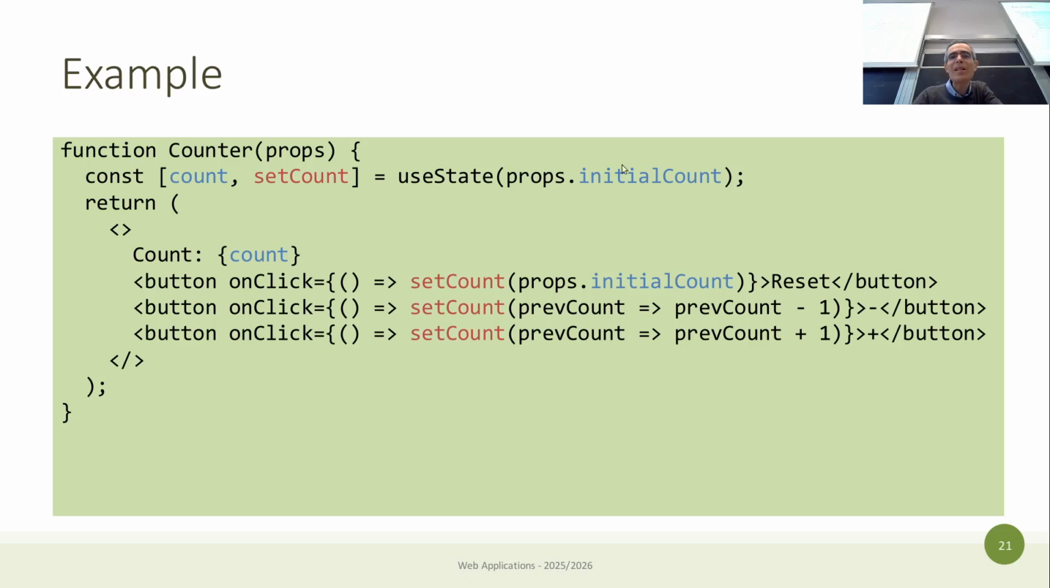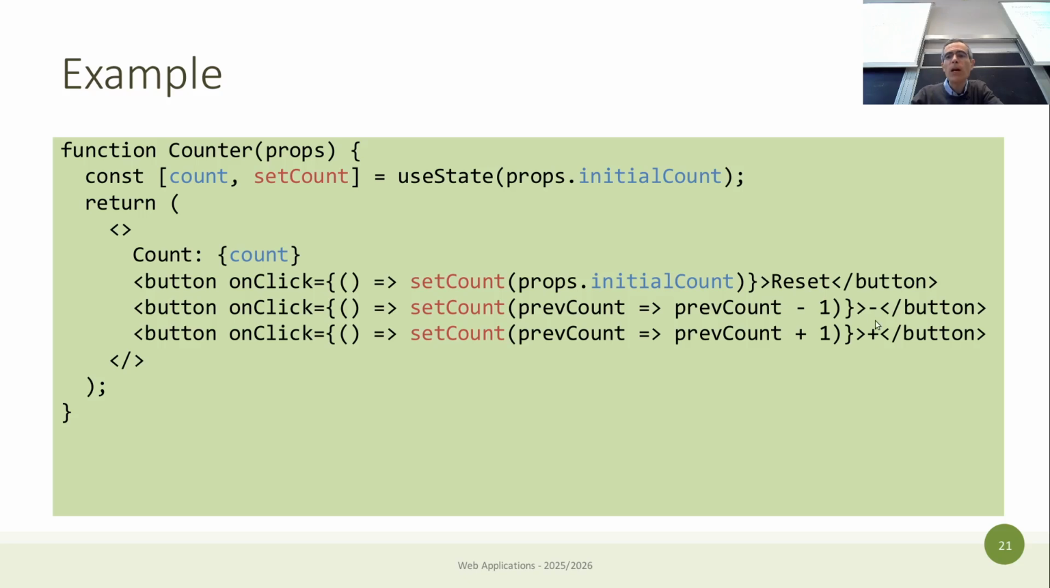What's the difference between this initialization and this one? I mean, this one is the initialization of the state. So it happens only the first time the state is created, when the component counter is created. Here, this is an event handler. So this operation will happen every time the user clicks on the reset button, okay? Because it's an event handler. When the event happens, the event handler runs, okay? So every time the user clicks on reset, this set count props initial count is run, okay? But initial count is always the same value, okay?